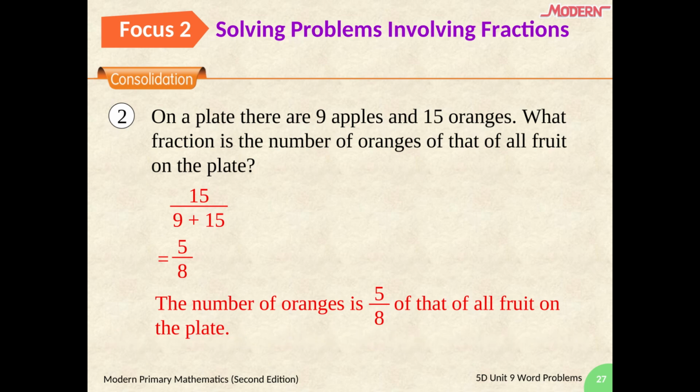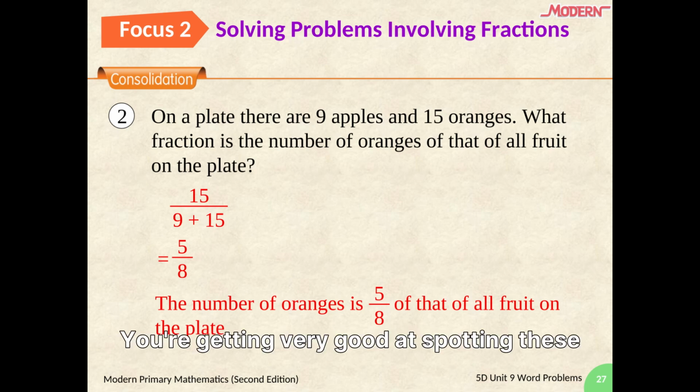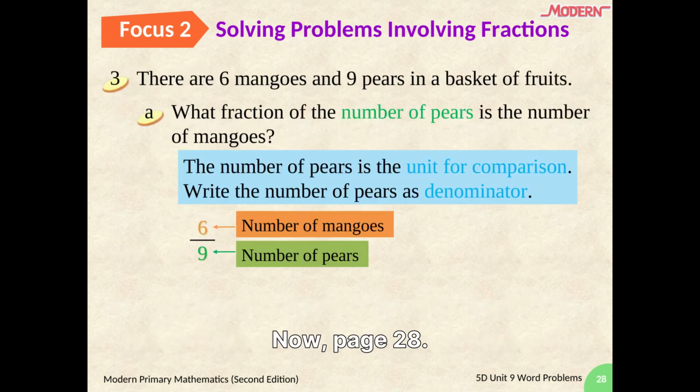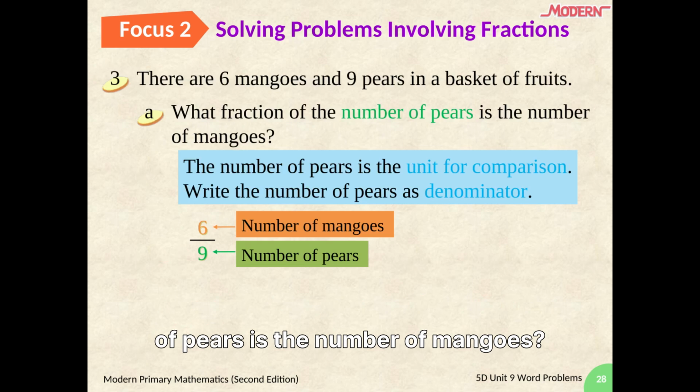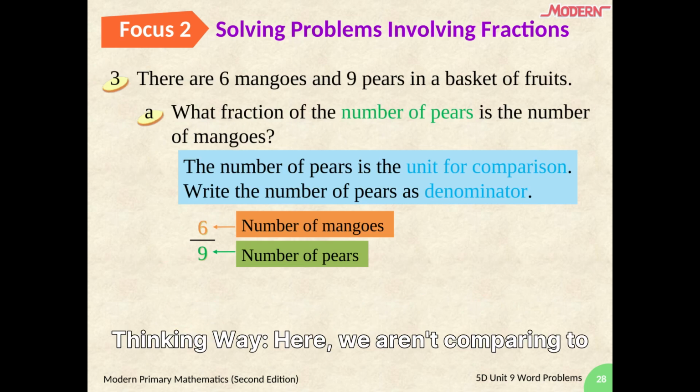Look at the diagram. 15 over the sum of 9 and 15. This confirms our whole is 24. You're getting very good at spotting these patterns. Now, page 28. We have 6 mangoes and 9 pears. Question 3a. What fraction of the number of pears is the number of mangoes? This is different. Thinking way. Here, we aren't comparing to the total.